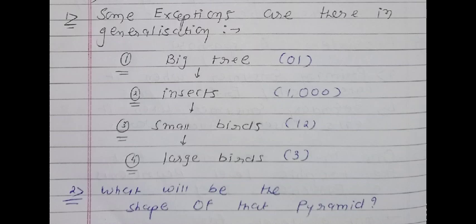Now see, if we write the numbers of all of these, the number of big trees will be only 1, while the number of insects is very much higher. It may be 1000 or more than 1000. If we talk about the number of small birds, it will be 10 to 12. If we talk about the number of large birds, it will be only 3. So what will be the shape of that pyramid? You will draw this particular pyramid of numbers. Okay, so it is homework for you.